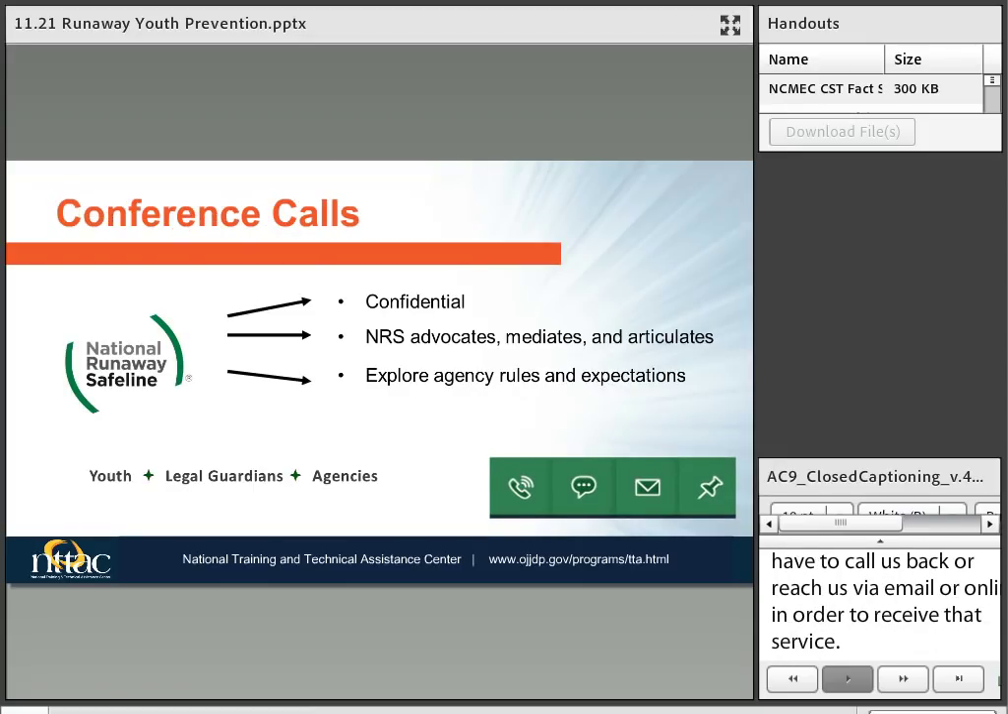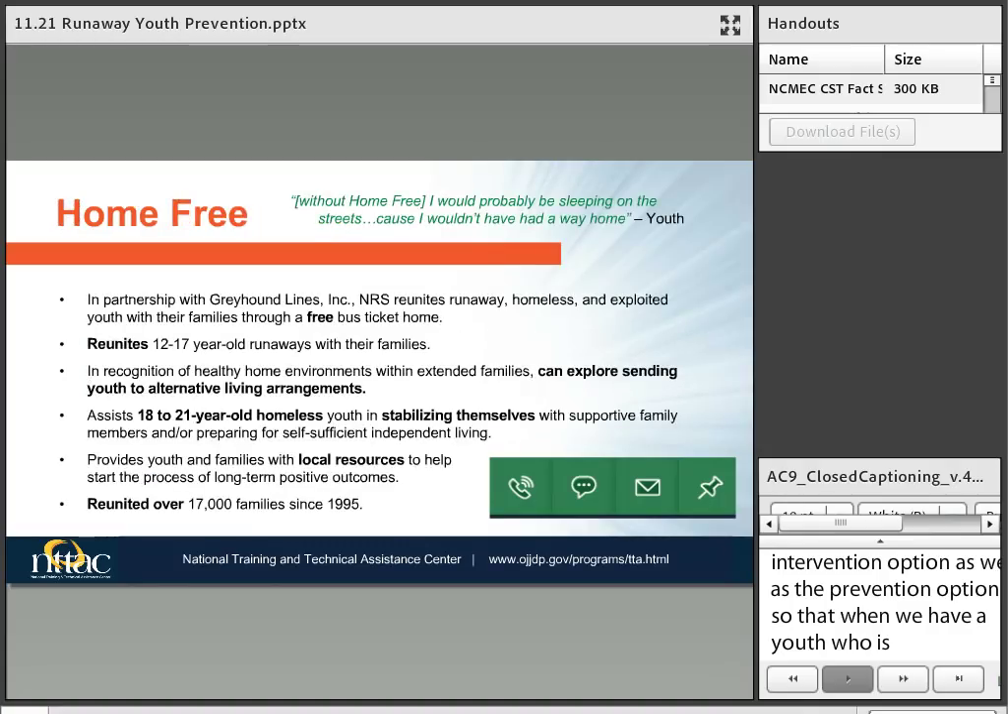We also offer conference call services, which are both an intervention option and a prevention option. When we have a youth who is still at home and having difficulties with a parent, guardian or other family member, we will do a three-way conference call and mediate the conversation with the young person and the adult. Again, we work to bring some resolution and offer solutions and access to resources and options, with the focus of helping that youth remain at home.